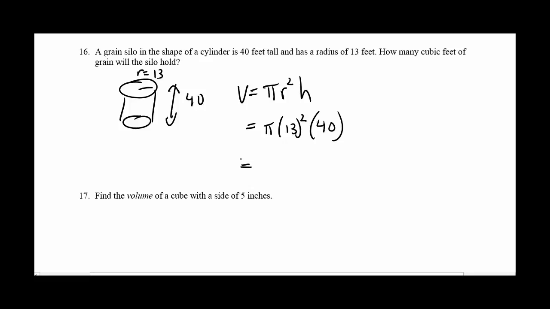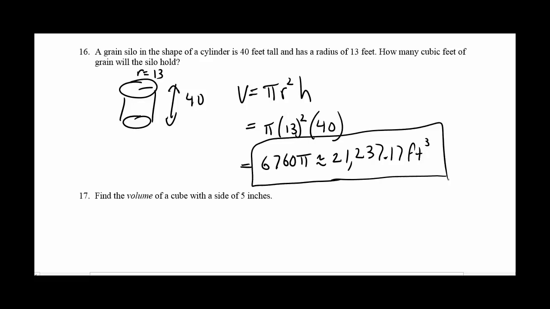I want to help us understand that you should get 6,760 pi, but in context, if someone asks you how many feet of grain or what's the volume of grain, and you say it's 6,760 pi, they're not going to know what you're talking about. So we want to hit the pi button, actually multiply that in. So 21,237.17 cubic feet of grain would be our final answer.